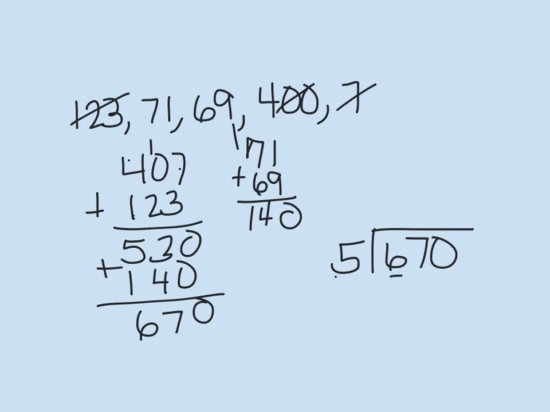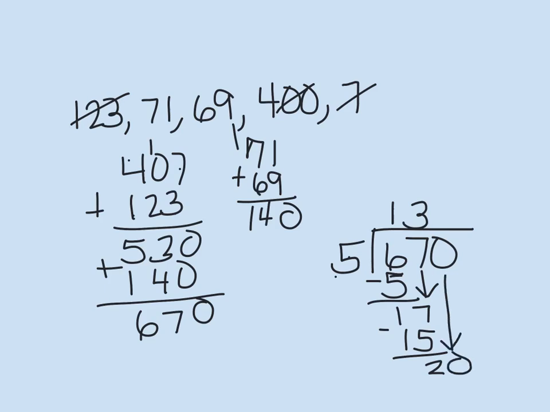5 goes into 6 one time. 1 times 5 is 5. Subtract, you get 1. Bring down the 7. 5 goes into 17 3 times. 3 times 5 is 15. Subtract, you get 2. And you bring down the 0.